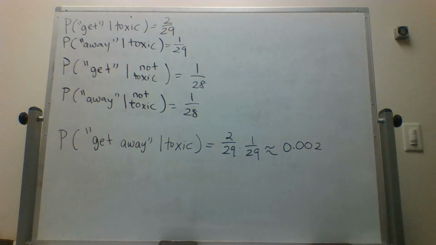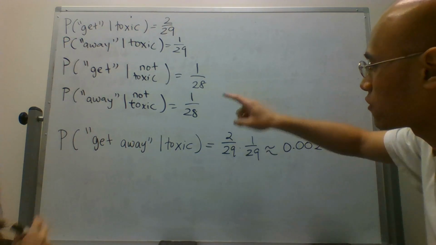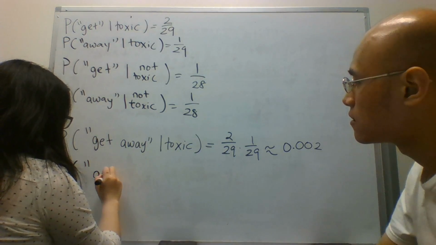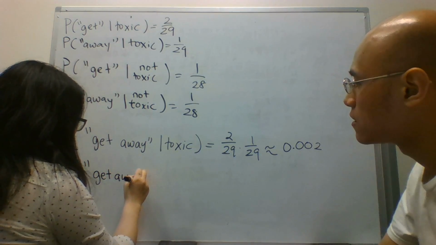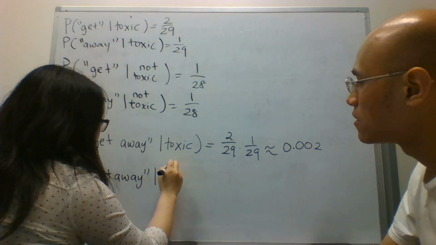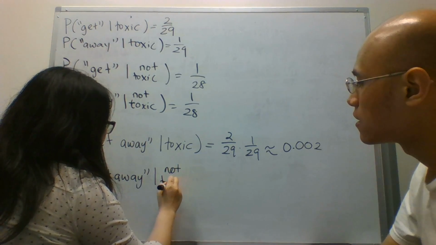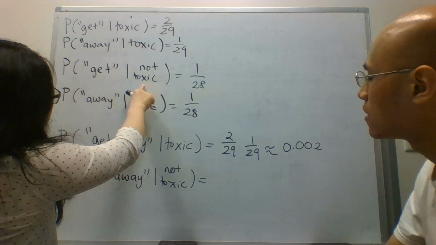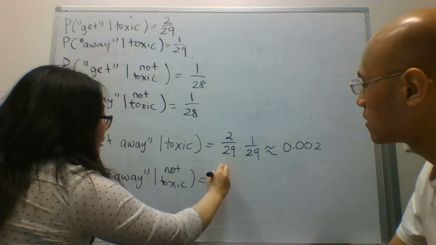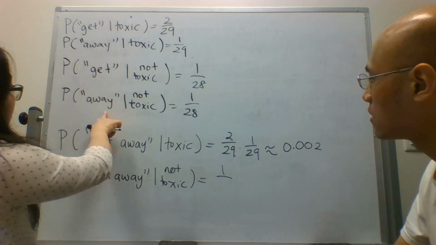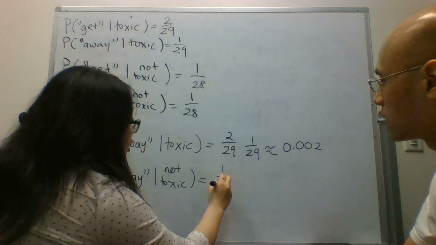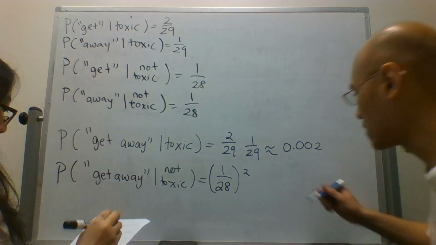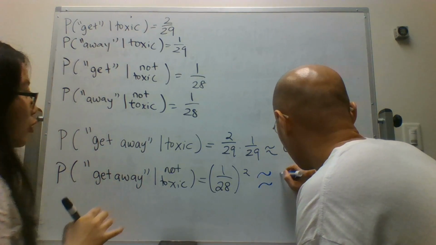So this is around 0.002. Now we need to do the same thing for not toxic. The probability of observing the same phrase conditioned on it not being toxic is: we take the get component, which is 1 over 28, and then the probability of away conditioned on not toxic is also 1 over 28, so it would be 1 over 28 squared. This is around 0.001.